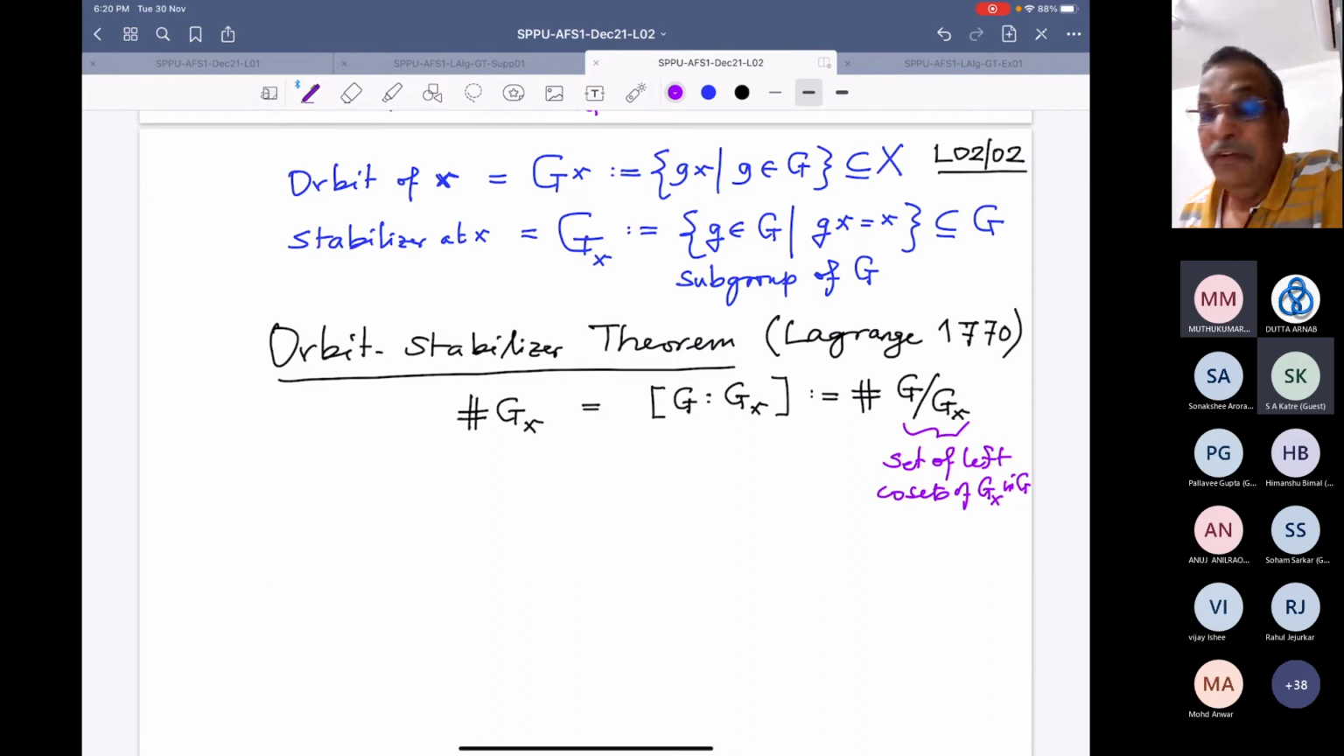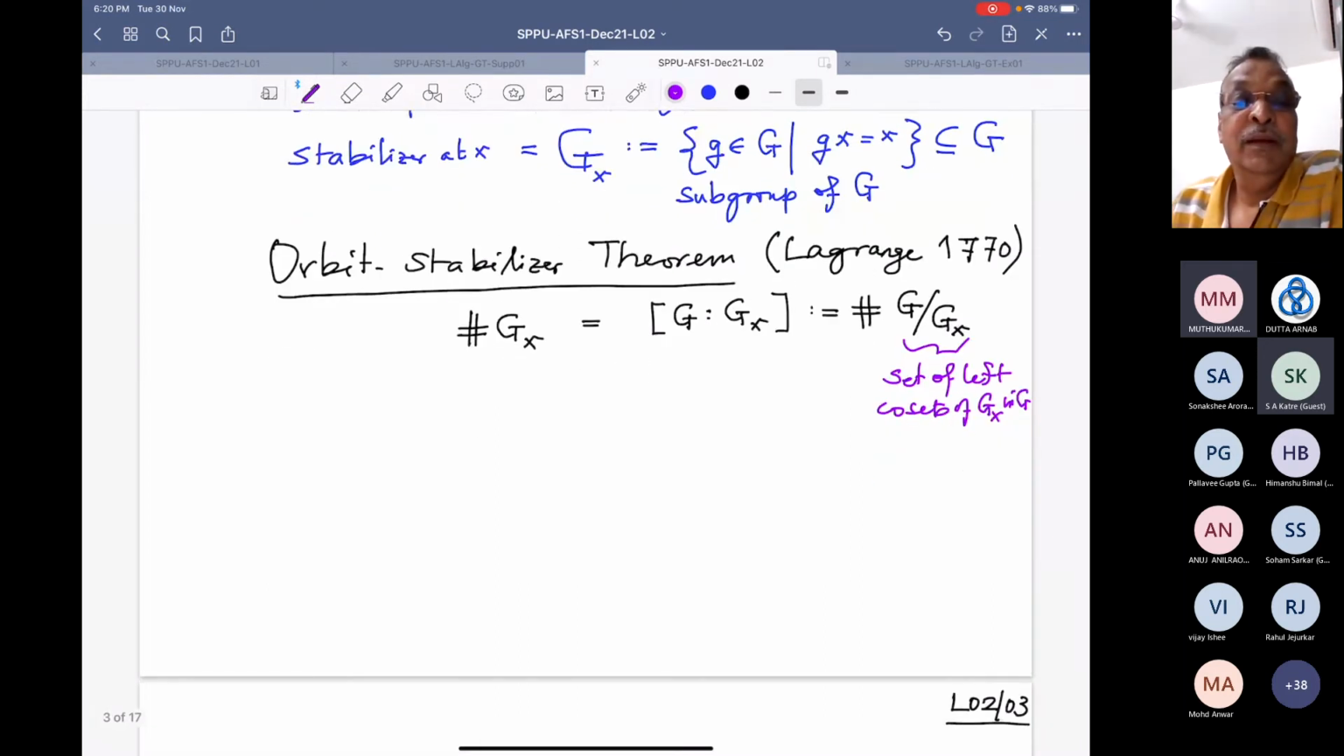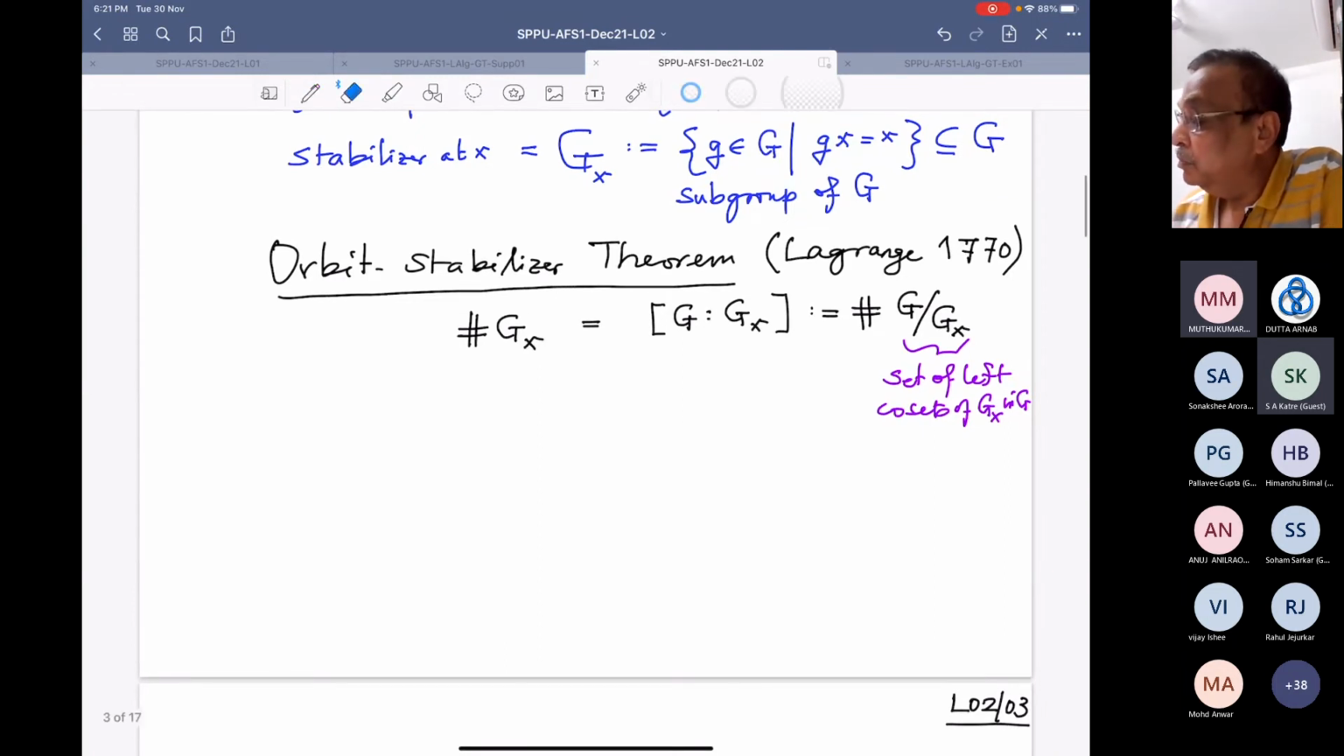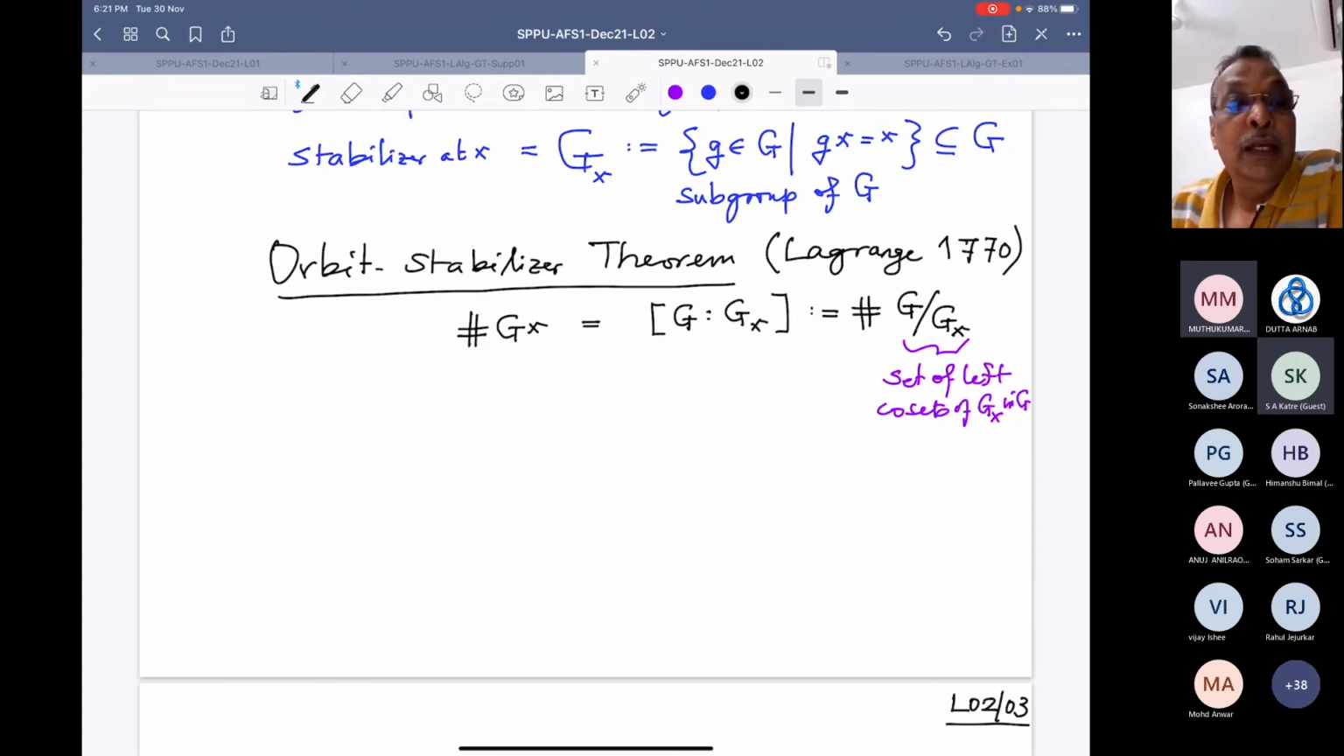And how did we prove this? I will again prove it. But sorry, there should be GX on the left side, not G suffix X. Oh, this is GX, sorry. Good. This is X, that's what you meant, no? Yes. The cardinality of the orbit equals the index of the stabilizer. That is why it is called the orbit-stabilizer theorem.